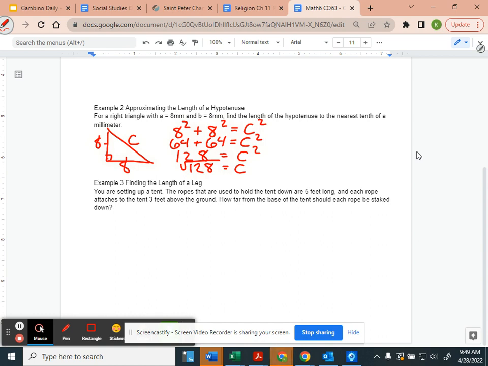Why would it be 64? Because we added, we weren't multiplying. It wasn't 64 times 64. We added them together. So if we had multiplied 64 times 64, the square root of it would be 64. But we were adding them here. So the square root of 128 gives us decimals. Yeah. We need to find it to the nearest tenth.